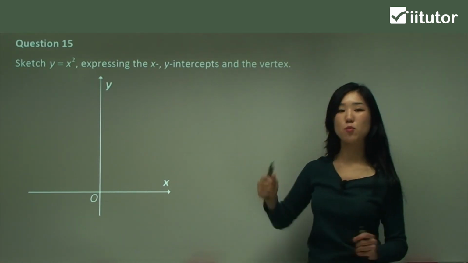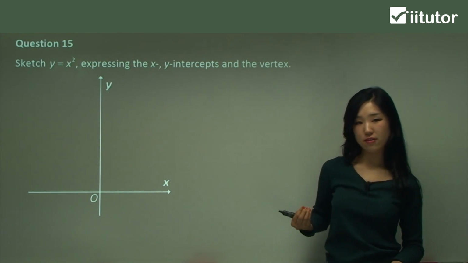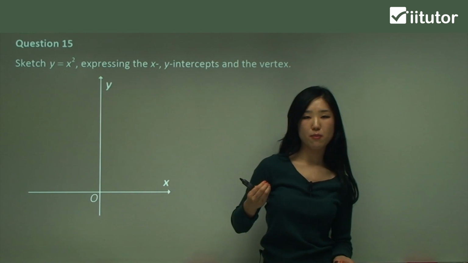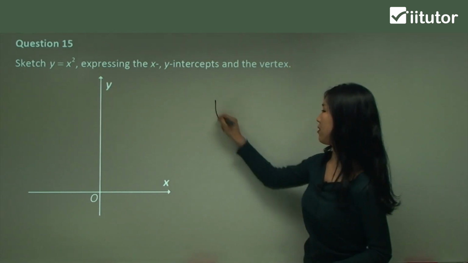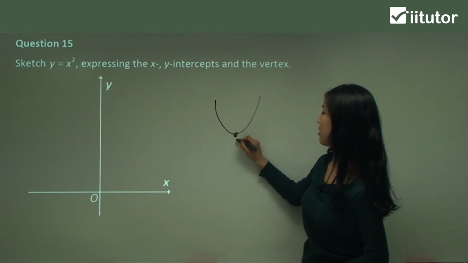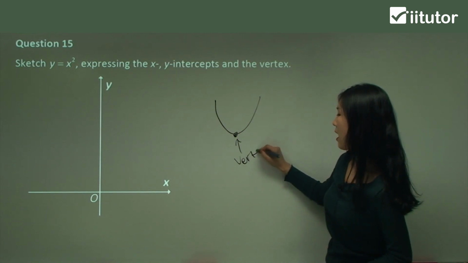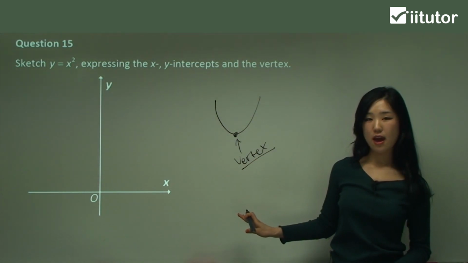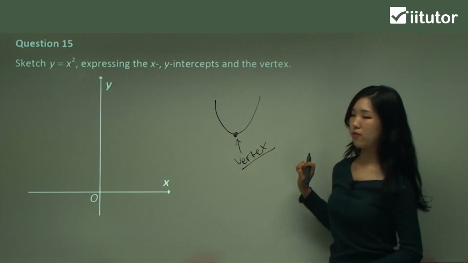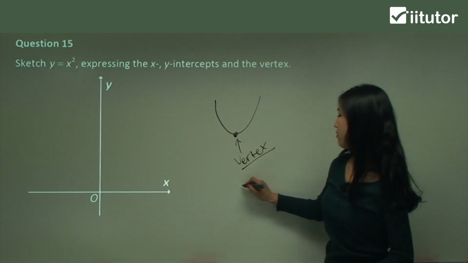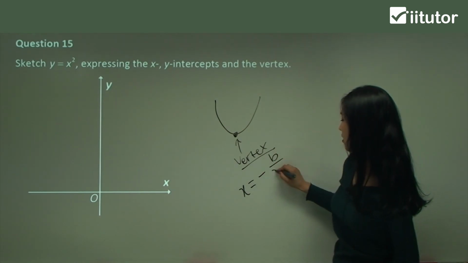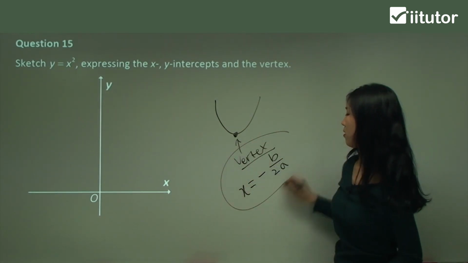Okay, so x-intercept, y-intercept, and we also have to find the vertex. Do you guys know what vertex is? Vertex is simply the tip of the parabola. So if I have a parabola that looks like that, this is the vertex. And you should also know the formula for this vertex. Okay, for those who've forgotten, I'll let you know now. Vertex is when x equals negative b on 2a.